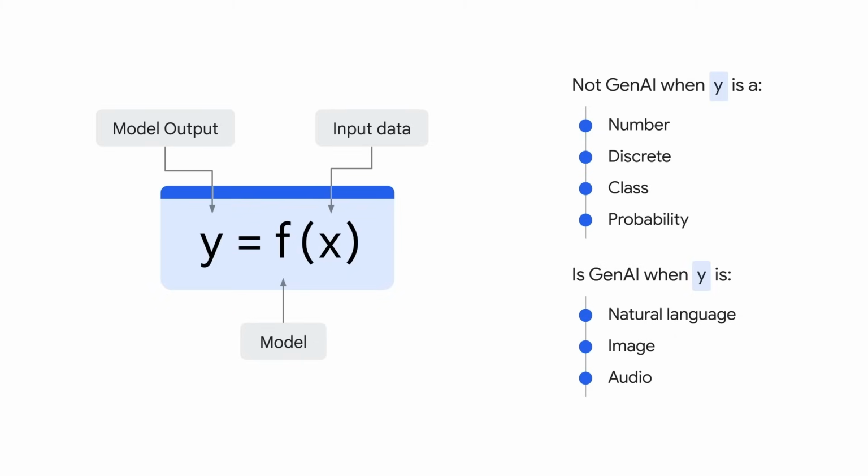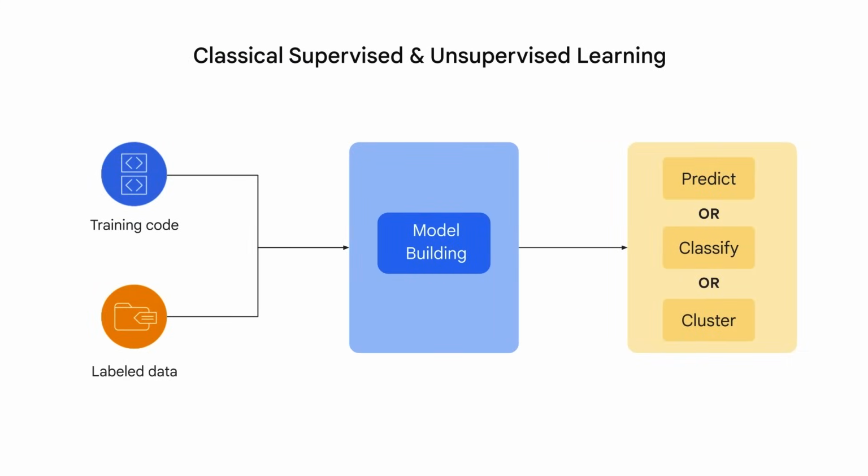If the y is a number, like predicted sales, it is not Gen AI. If y is a sentence like "define sales," it is generative, as the question would elicit a text response. The response would be based on all the massive large data the model was already trained on. To summarize, at a high level, the traditional classical supervised and unsupervised learning process takes training code and label data to build a model. Depending on the use case or problem, the model can give you a prediction, it can classify something, or cluster something.